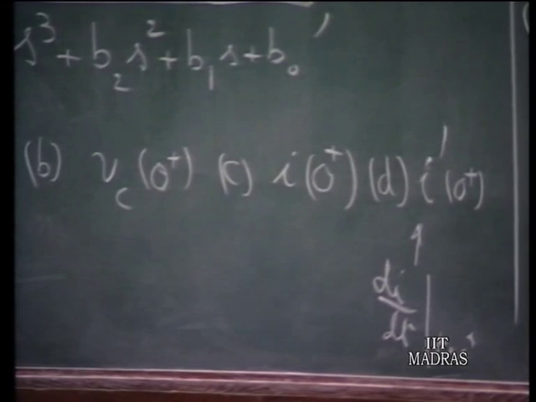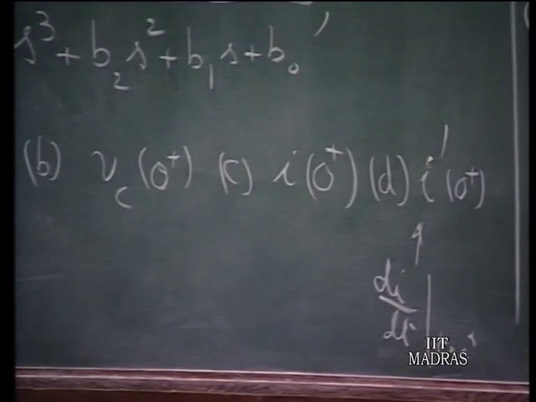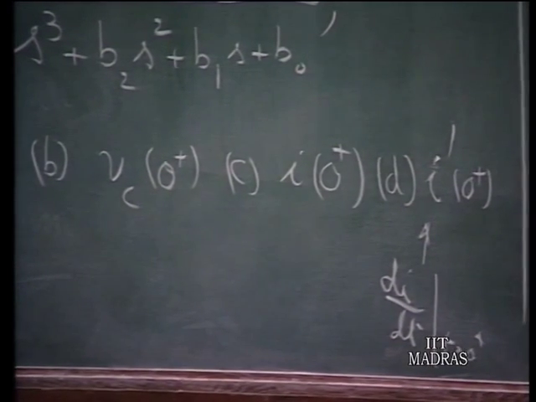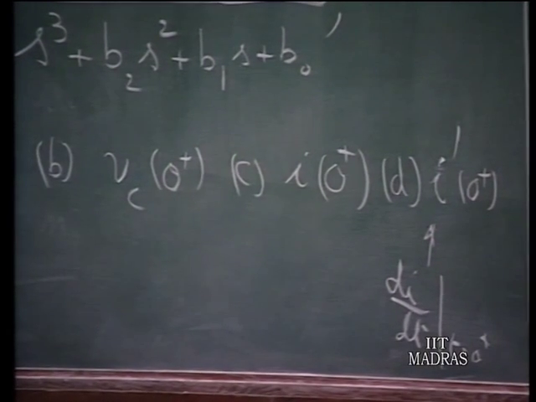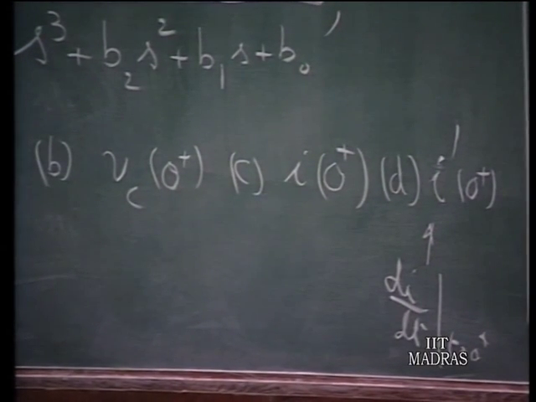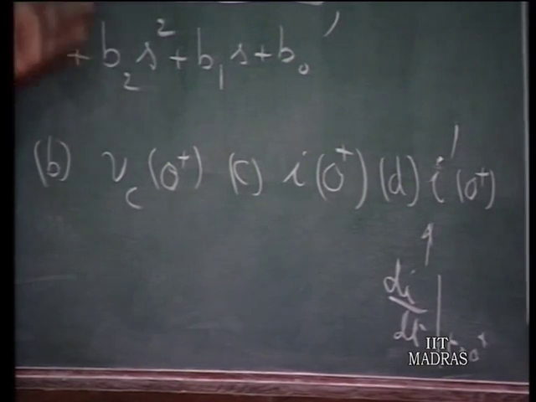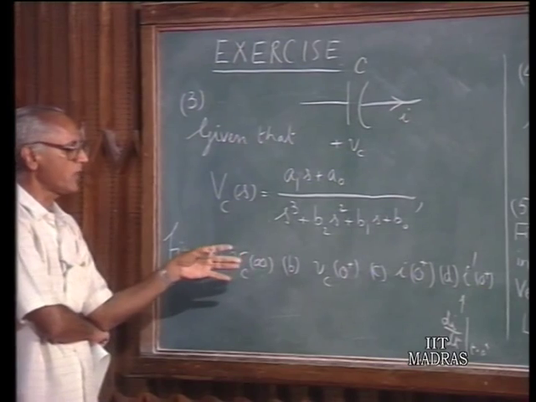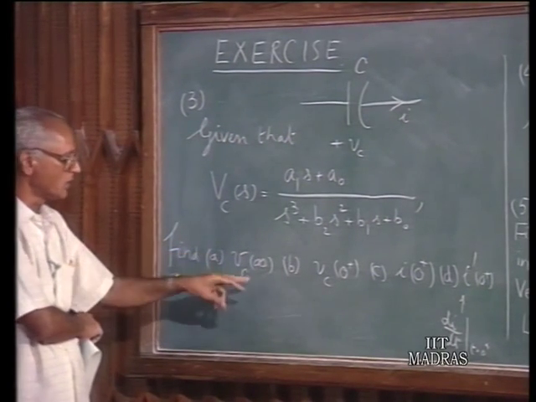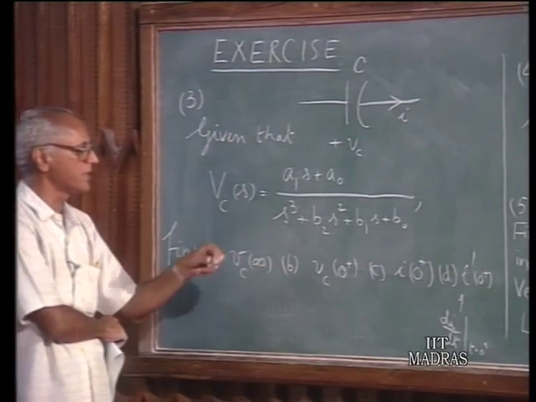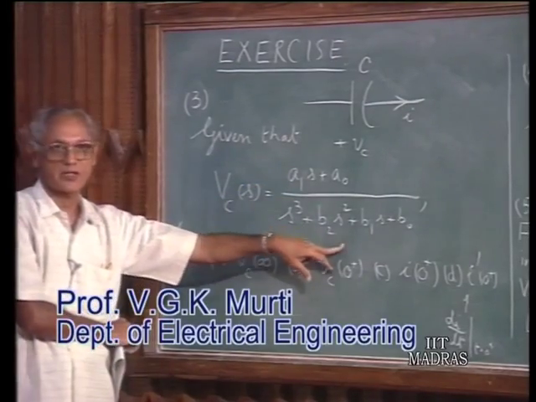So this is an application of the initial value theorem, final value theorem, and the derivative rule. All these are needed for solution of this problem. In other words, you don't have to explicitly find Vc of t. Using the initial value theorem, final value theorem, and the derivative rule, you should be able to find out all these quantities in terms of the A constants and the B constants.